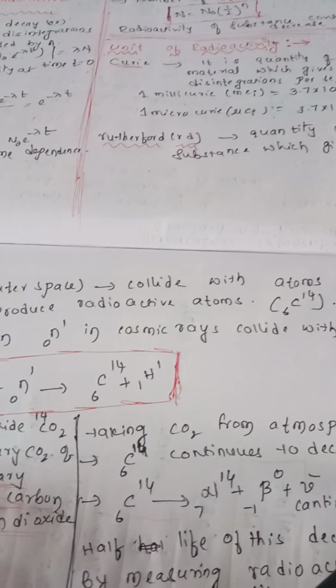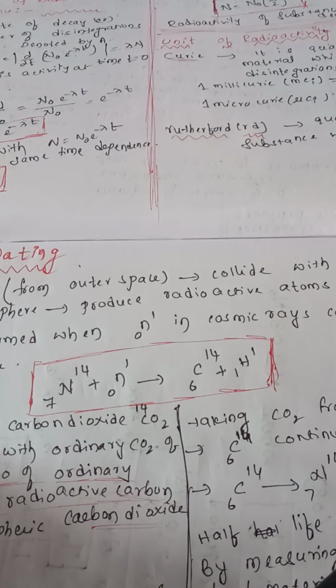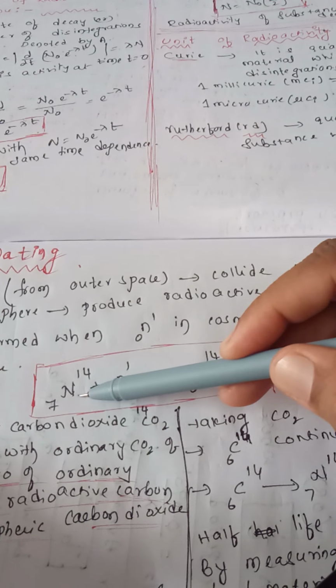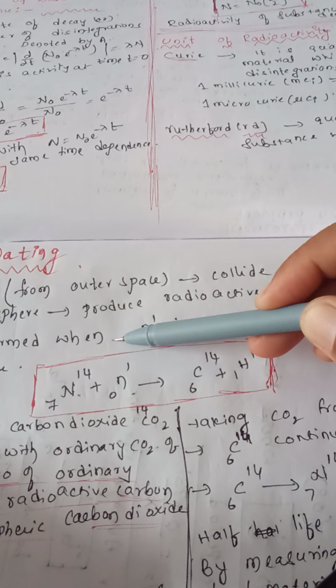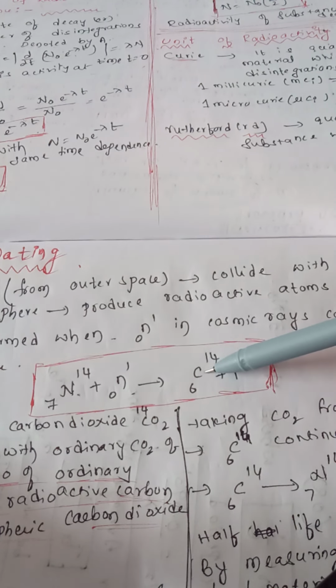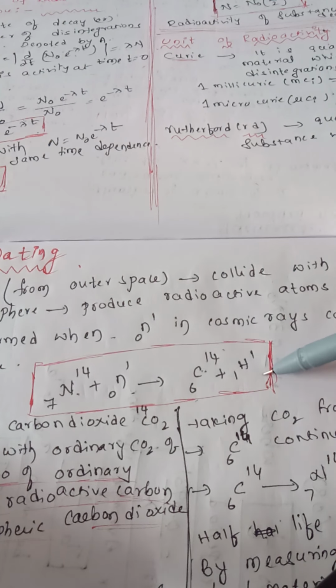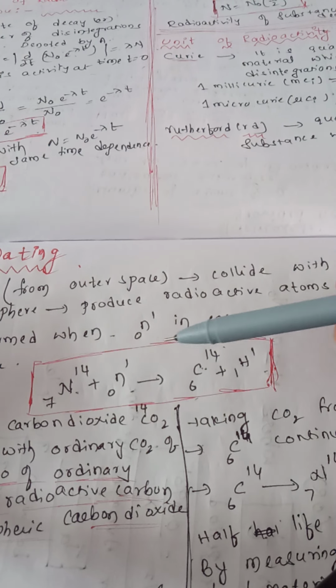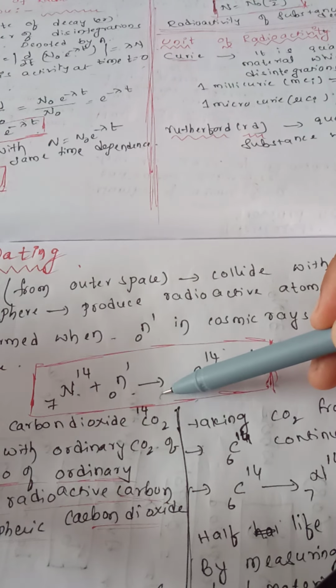Okay, so now how are we getting this? When a neutron from cosmic rays collides with the nitrogen N-14 present in the atmosphere, it gives rise to the radioactive carbon C-14 with the emission of one proton, 1H1. Alright. Now this C-14 oxidizes into carbon dioxide, CO2.